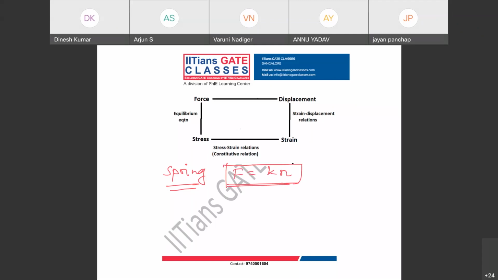But do you think your structure is always a spring? It is not going to be a spring. Your structure will be a complicated structure. So you cannot always use this relation and solve the problem for displacement. When you have a complicated three-dimensional structure and the loading is not simple axial loading like in the case of a spring, we need some kind of analysis approach. Basic elasticity is also one such approach.